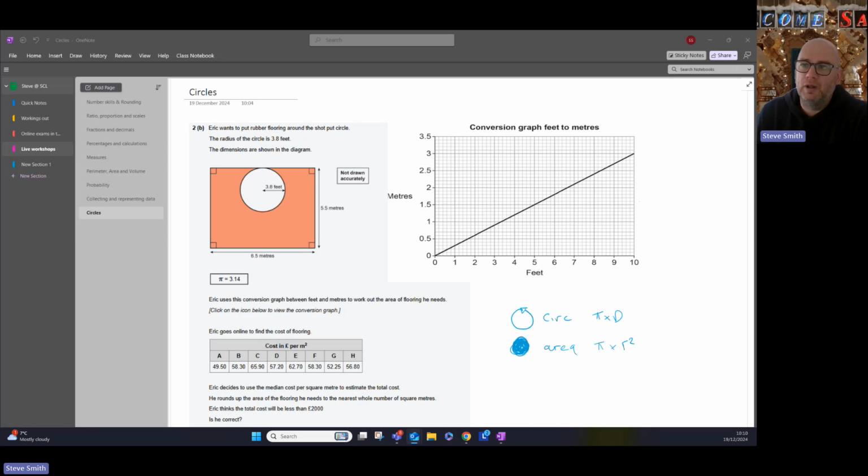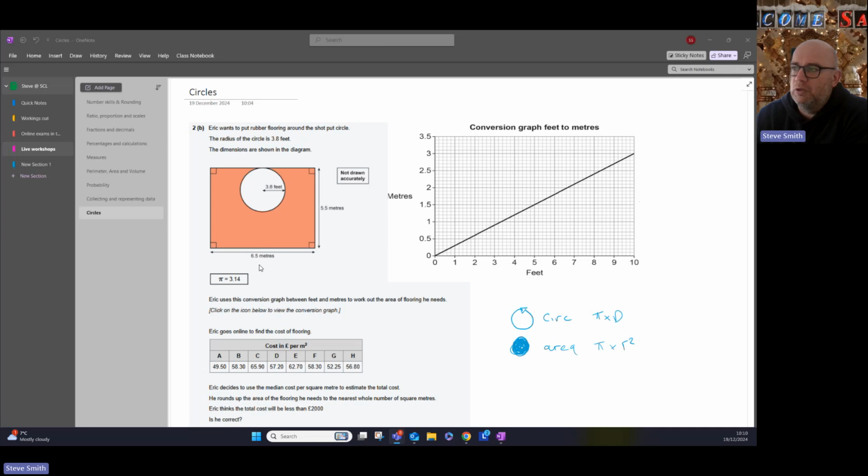So we're looking at either, like I said, the circumference or the area. Once you know those two, you're pretty much set for questions about circles. This one, as you can see, is a 6-pointer, so we know there's going to be more involved than just finding out the area or the circumference of a circle. So Eric wants to put rubber flooring around his shot put circle. The radius of the circle is 3.8 feet. The dimensions of the diagram are shown.